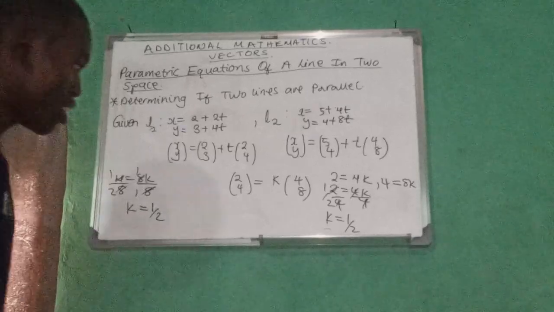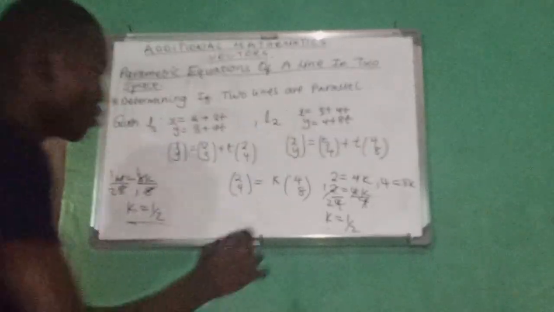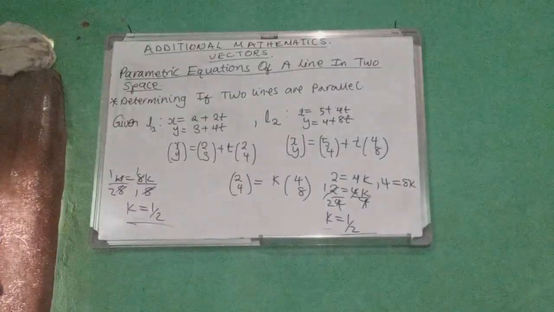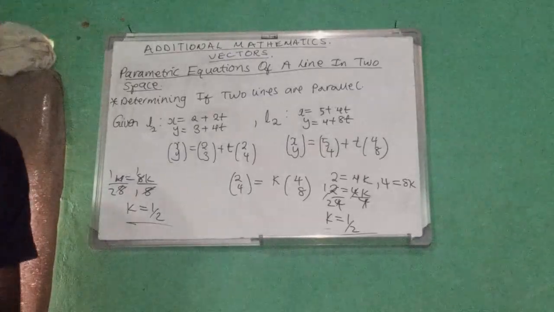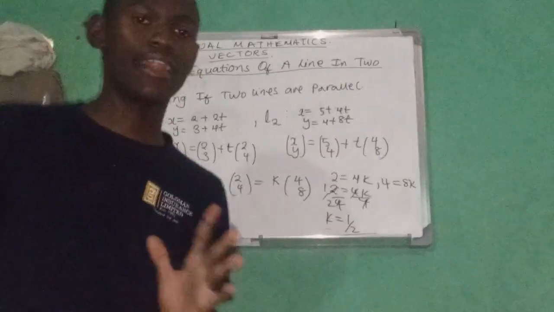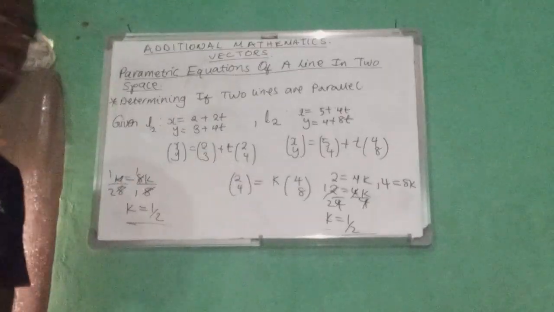So since we have 1/2 there, we also have 1/2 there. When values of k are equal, it means that these two lines are parallel. That's how you determine if two lines are parallel.